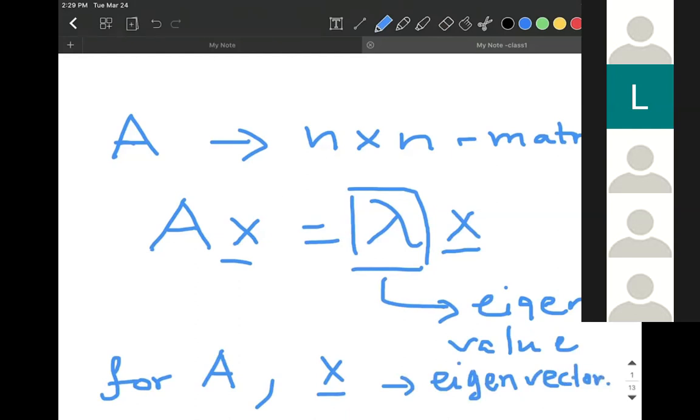Eigenvalues and eigenvectors come up a lot in practical examples in rotational motion or any kind of dynamics, or if you study computer science, if you assign a coordinate to anything, then eigenvalues and eigenvectors will come up.